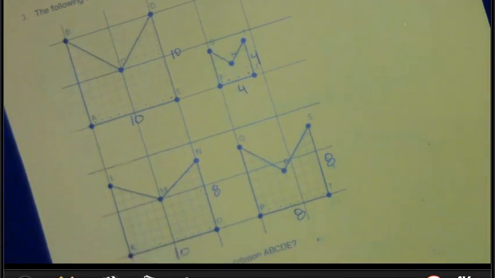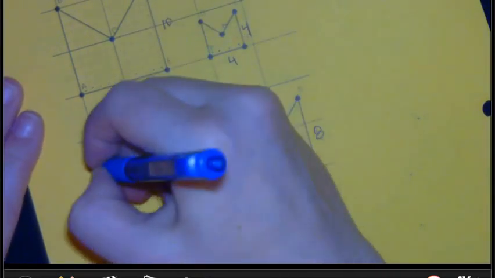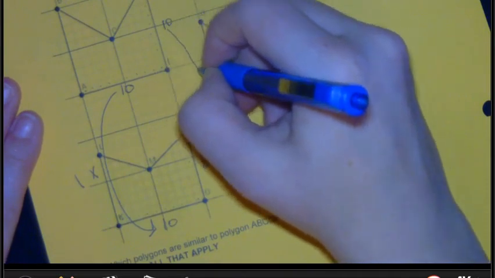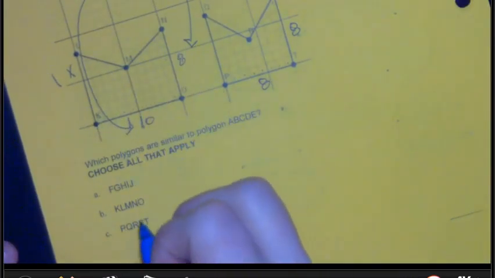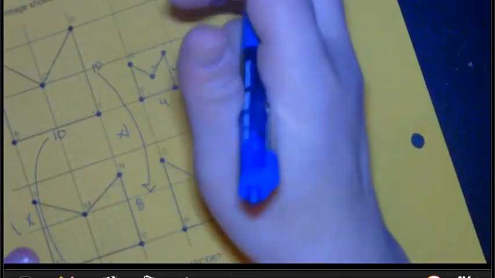All right. So I need to see which ones are going to be similar to polygon A, B, C, D. Well, let's go ahead and go here because I know that from 10 to 10 is times 1. In order to be similar, it has to be 10 times 1, and 10 times 1 is not 8. So I need to look for the polygon with K, M, and N. So it looks like K, L, M, N, O is not going to be an answer choice.